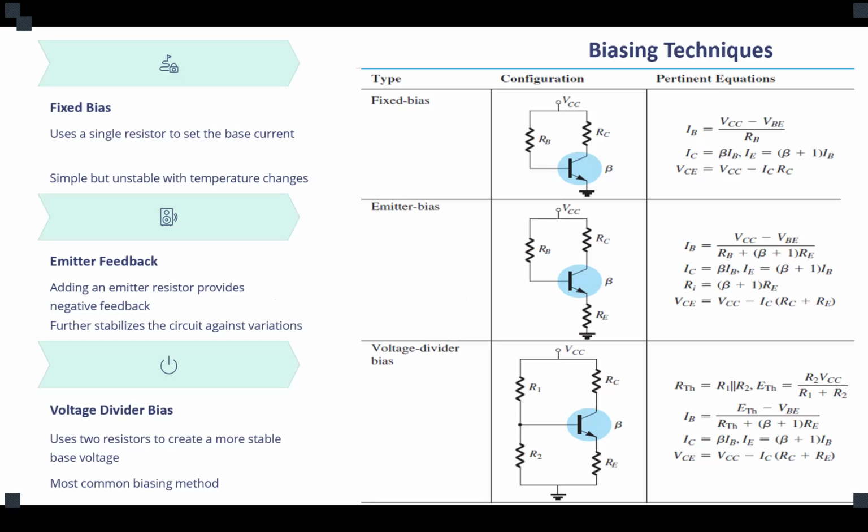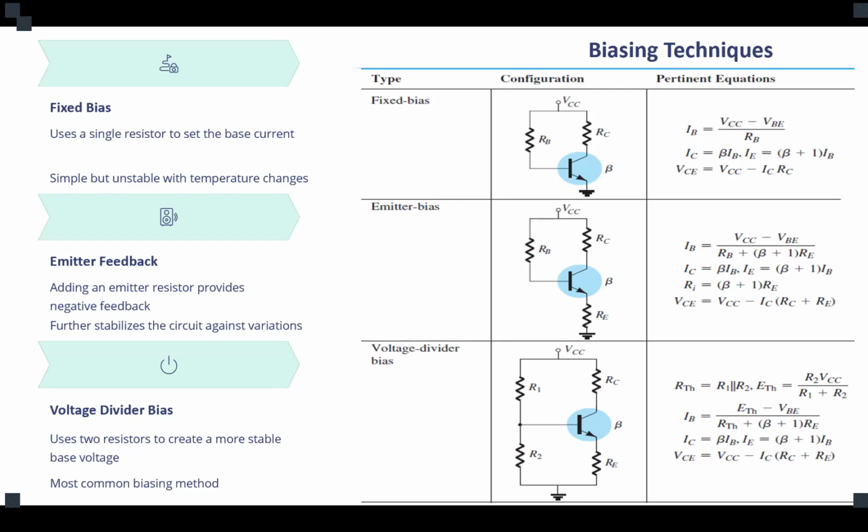We said that we wanted to stay in an active region because we want a stable beta and a stable gain. How we do that is based on biasing, using biasing techniques. So we make our BJT stay in an active region.